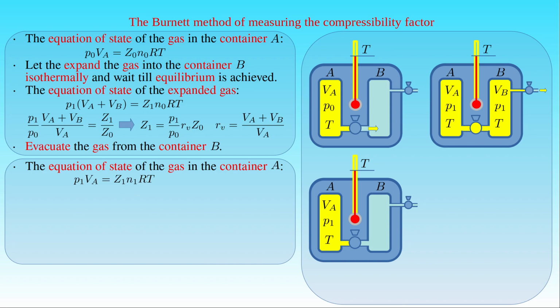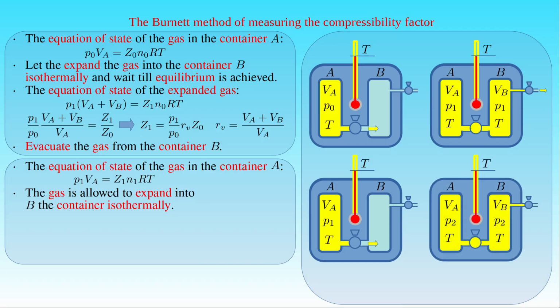Now we let the gas in the container A expand into the evacuated container B again by opening the valve of the tube connecting the two containers. We wait until the temperature of the expanded gas reaches the temperature T of the thermostat and the system attains thermodynamic equilibrium. Then we can measure the pressure P2 of the expanded gas, and write its equation of state in the form stating that the pressure P2 times the sum of the volumes VA and VB is equal to the compressibility factor Z2 times the amount of species N1 of the gas times the gas constant R times the temperature T.